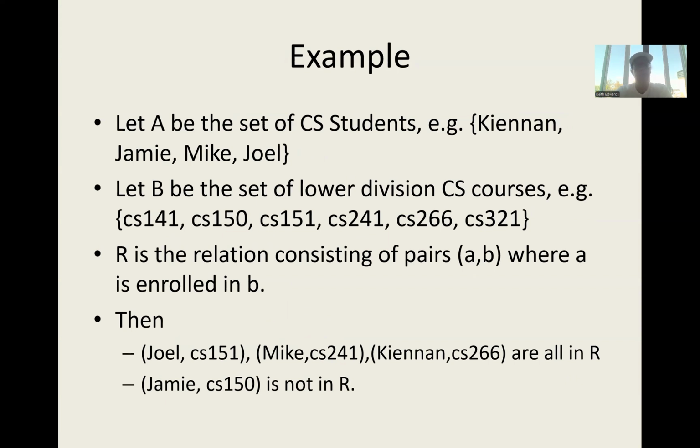So let A be a set of CS students, for example, Keenan, Jamie, Mike, and Joel, and B be a set of lower division CS courses. For example, 141, 150, 151, 241, 266, 321, all of your favorite courses there. And R is a relation consisting of pairs (a, b), where a is enrolled in b. So in this example, Joel is enrolled in CS 151, Mike is in CS 241, Keenan is in CS 266. Those are all in R. But Jamie being in CS 150 is not in R. So Jamie's not enrolled in CS 150.